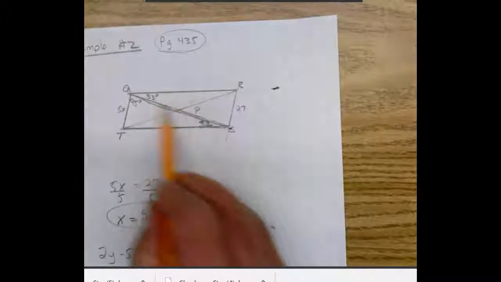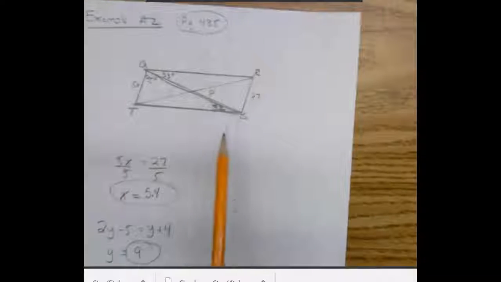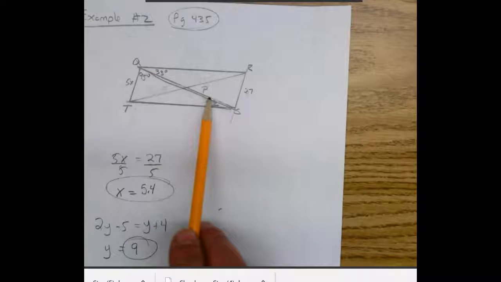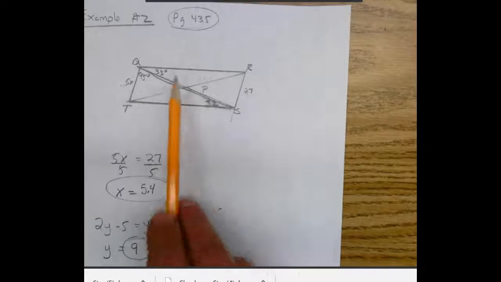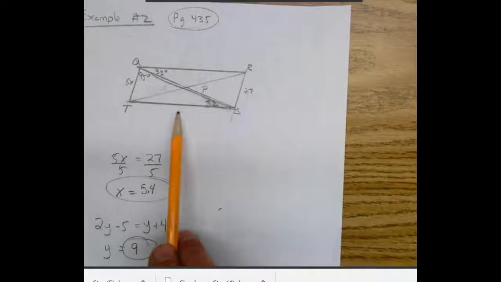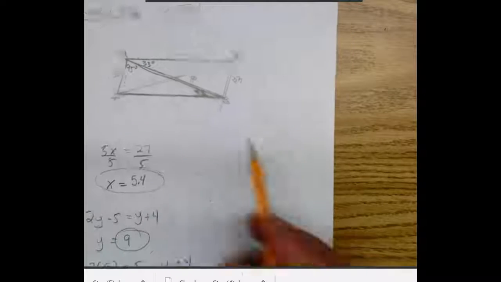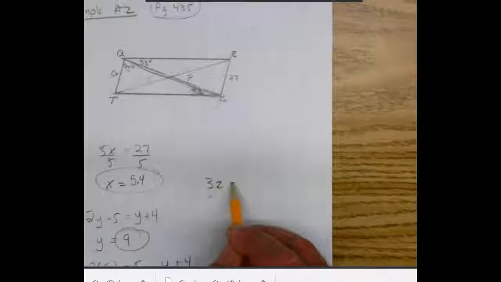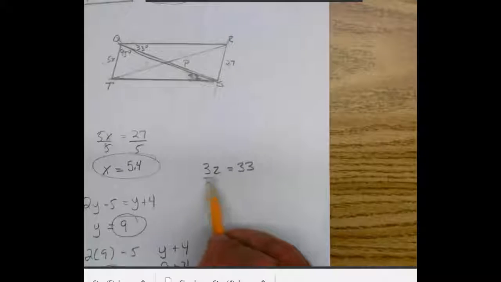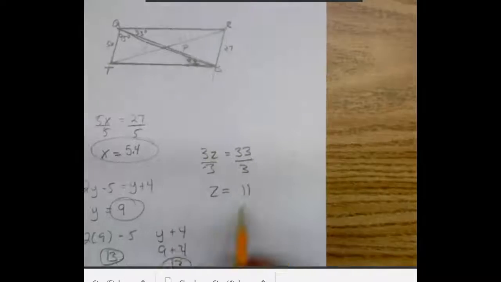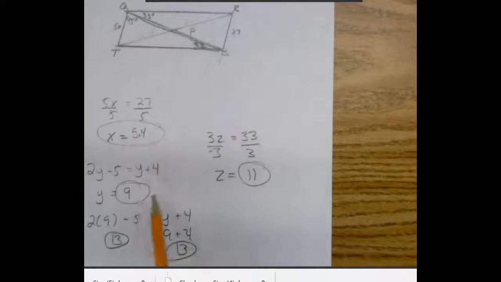and then we have this triangle over here, right? So these sides are shared, so they're equal. This side should be equal as well, right? Because it's a parallelogram. So then we would think if those are all equal, that these two angles should be equal. So then we'll do 3z equals 33 divided by 3, and then z equals 11. So that should give us our answers 5.4, and then 9 and 11.